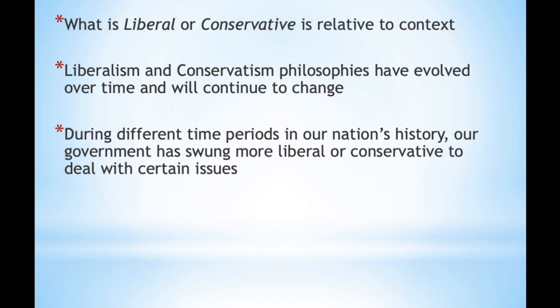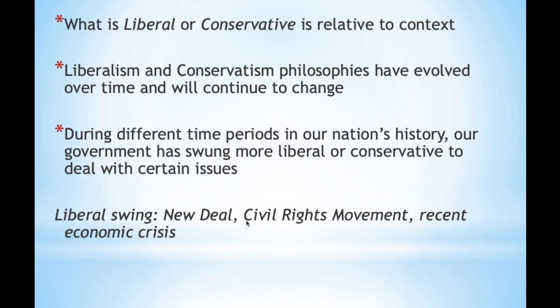During different time periods in our nation's history, our government has swung to be more liberal or more conservative to deal with certain issues. So throughout U.S. history, there have been many liberal swings and conservative swings. So liberal swings: the New Deal certainly, the Civil Rights Movement would have been a liberal swing of the government. In the recent economic crisis, there have been examples of liberal policies to sort of solve economic problems when maybe capitalism and the free market has spun out of control.